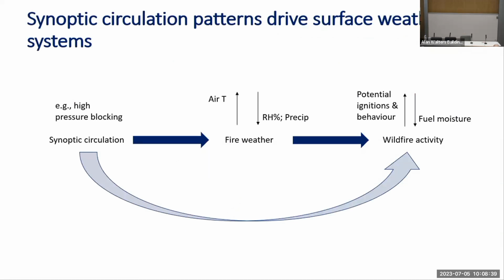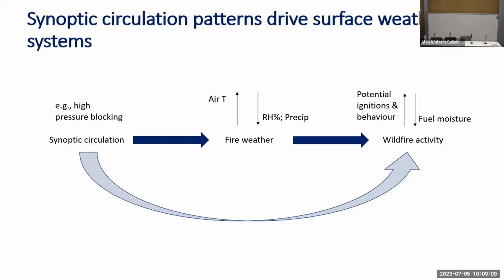In the mid-latitudes, synoptic surface weather observations are generally driven by the west to east progression of synoptic circulation systems. High pressure blocking events generally result in hot, dry surface weather, and they can lead to droughts, heat waves, and extreme fire weather. So it therefore goes to suggest that these factors will also be important for wildfire activity.